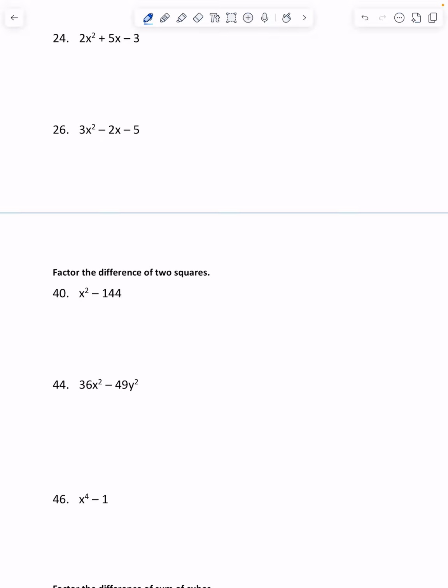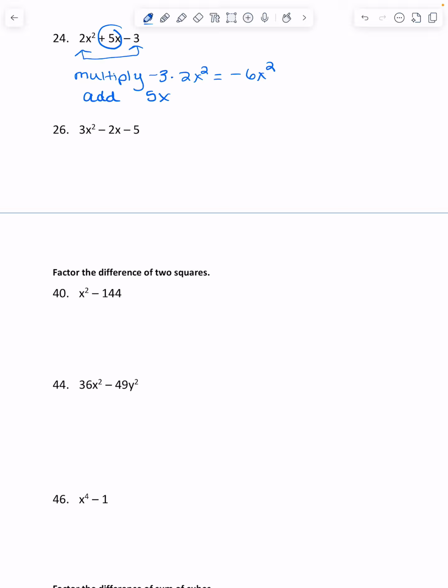Now, how you're going to start with that is you're going to multiply your first and your last terms together. So in this particular problem, when I multiply negative 3 times a positive 2x squared, I get negative 6x squared. So I'm going to be looking for two numbers that multiply together to give me negative 6x squared, and add together to give me my middle term of positive 5x.